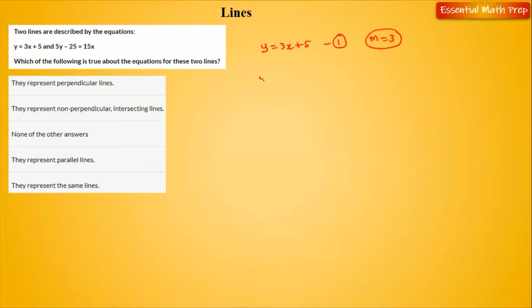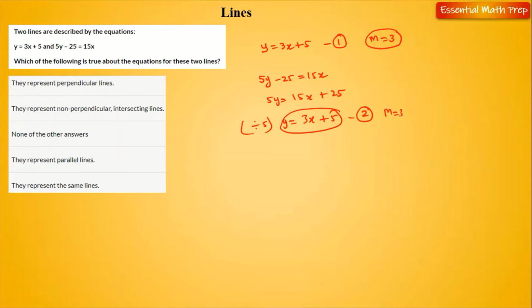Now let's take the second equation, 5y minus 25 equals 15x, right? Now let's add plus 25 on both sides. So that'll make it 5y equals 15x plus 25. And if you divide by 5 on both sides, then y equals 3x plus 5. This is equation 2 in its slope-intercept form. Now, if you notice, not only is the slope the same, but the intercepts are the same, right?